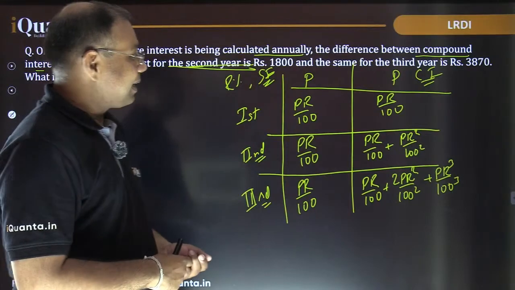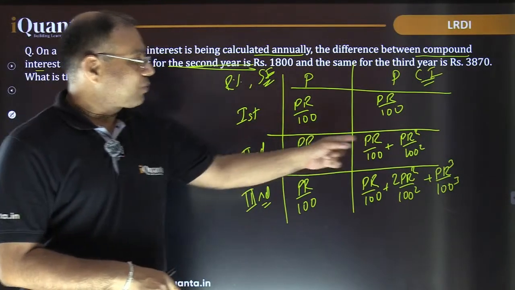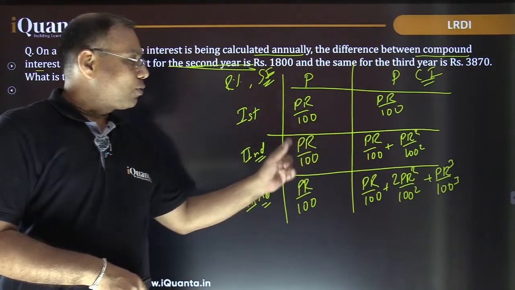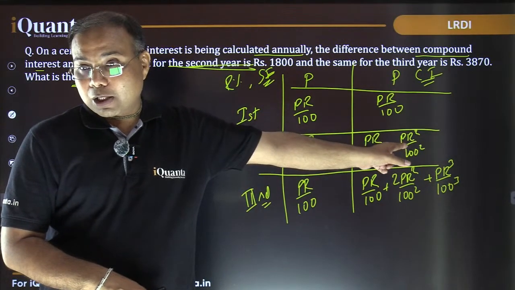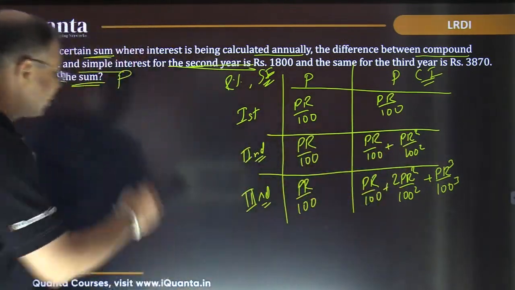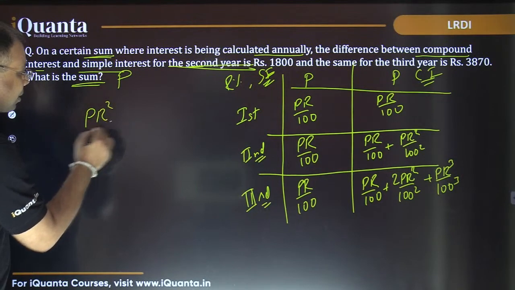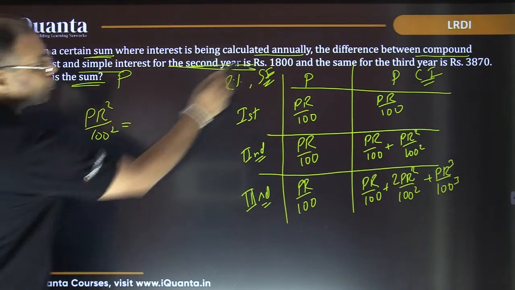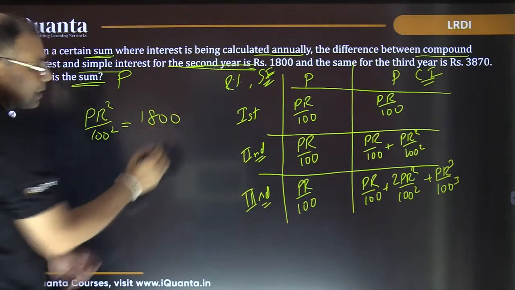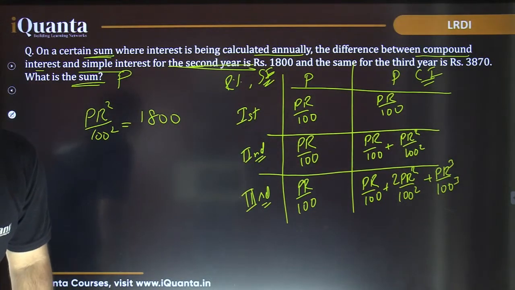Anyway, the difference of the interest in the second year, this part is common, this PR square by 100 square is the extra thing. So this PR square by 100 square is given equal to 1800. Is it okay? That's the first part given.